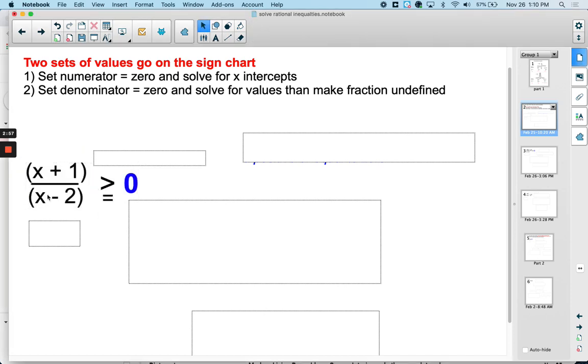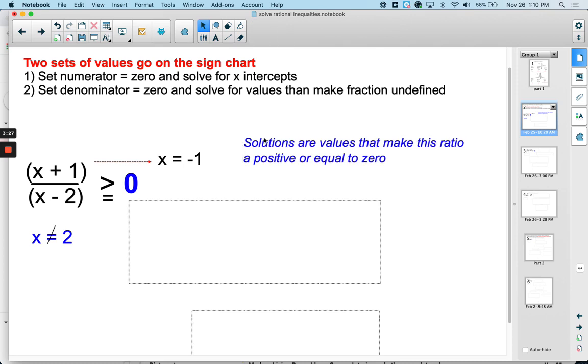So if we take a look at this inequality, we have an x-intercept for the numerator, x equals negative 1, and we would have had a vertical asymptote at x equals 2 because this is not defined for x equals 2. We want to know where this is greater than or equal to 0, meaning where it's 0 or positive. And we remember x can't be 2 from here. The numerator would be x equals negative 1. So these two will go on our sign chart. Remember, solutions to this inequality are values that make this ratio positive or 0.